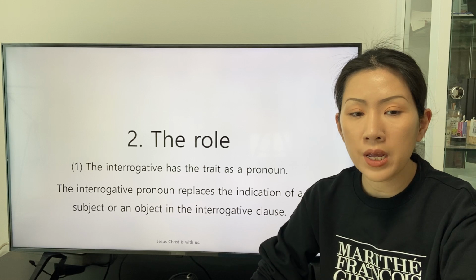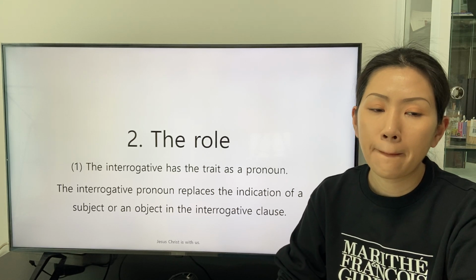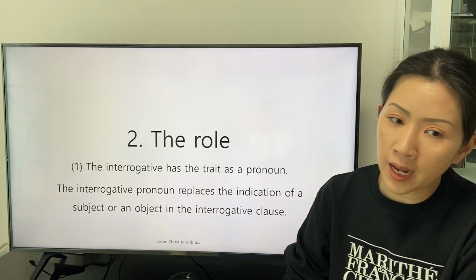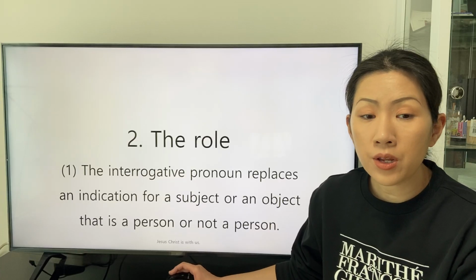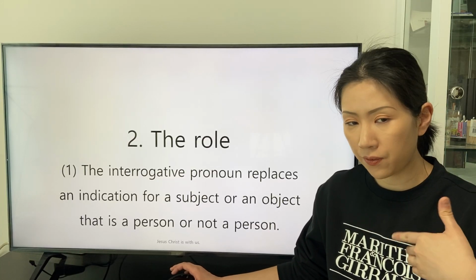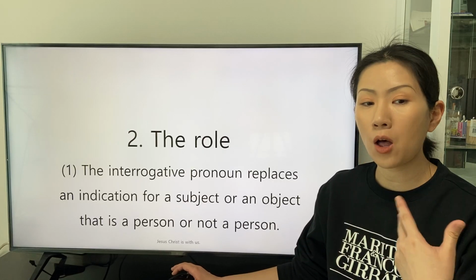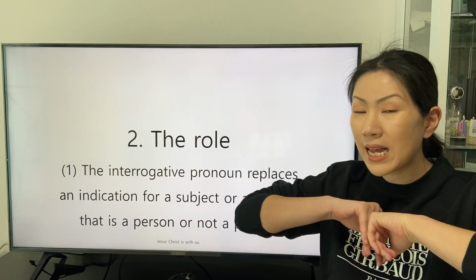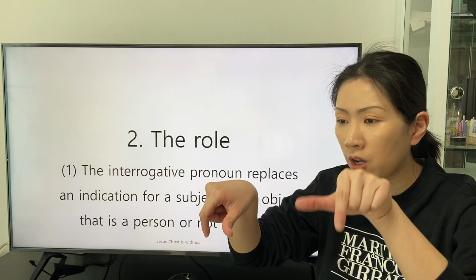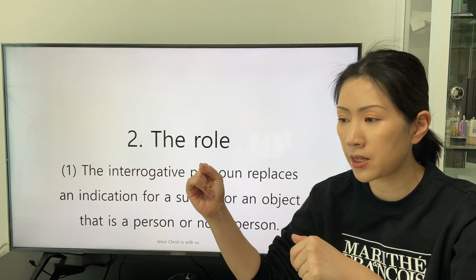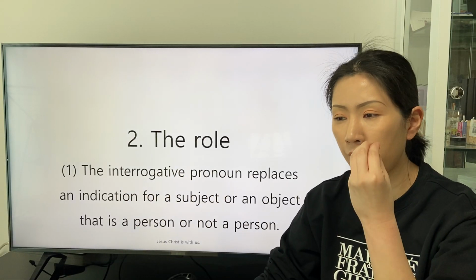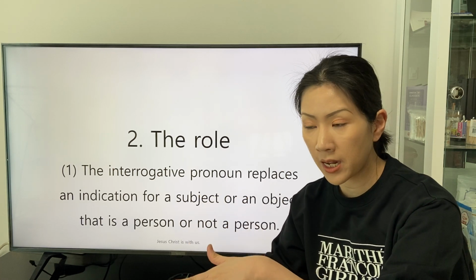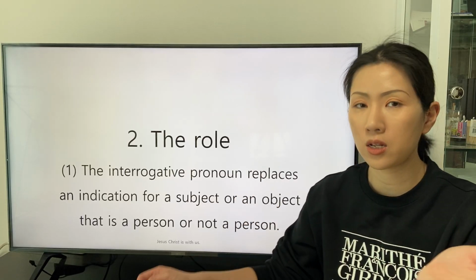Number one, the interrogative has the trait as a pronoun. The interrogative pronoun replaces the indication of a subject or an object in the interrogative clause. The interrogative pronoun replaces an indication for a subject or an object that is a person or not a person. This tells us that the speaker classifies the subject or the object soon to be indicated by the interrogative pronoun with the first standard, whether the object or the subject is a person or not.